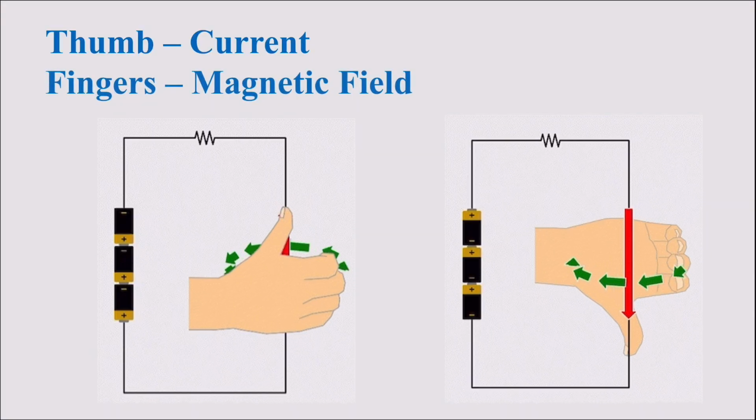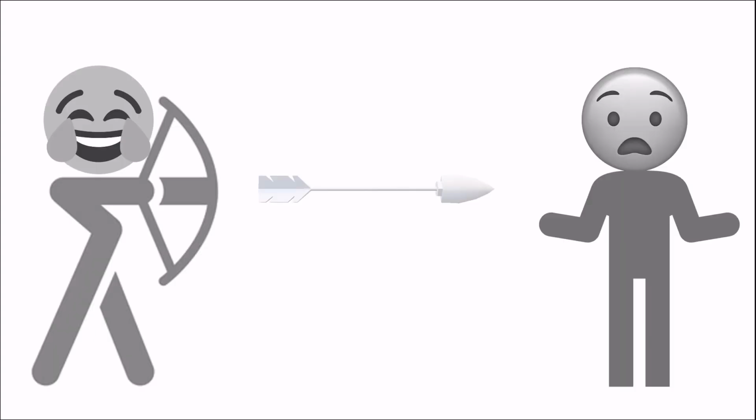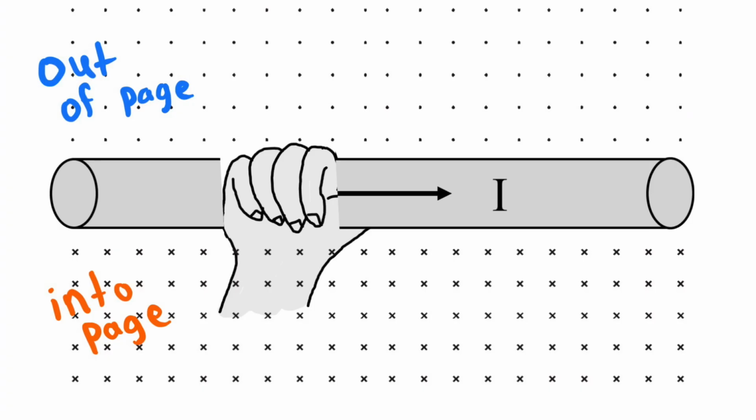Now it's hard to draw on paper or on a screen a vector that goes into or out of the page. So the way to draw a vector out of the page is to draw a circle, and a vector into the page is represented by an X. So the direction of the magnetic field vector is given by the right-hand rule.